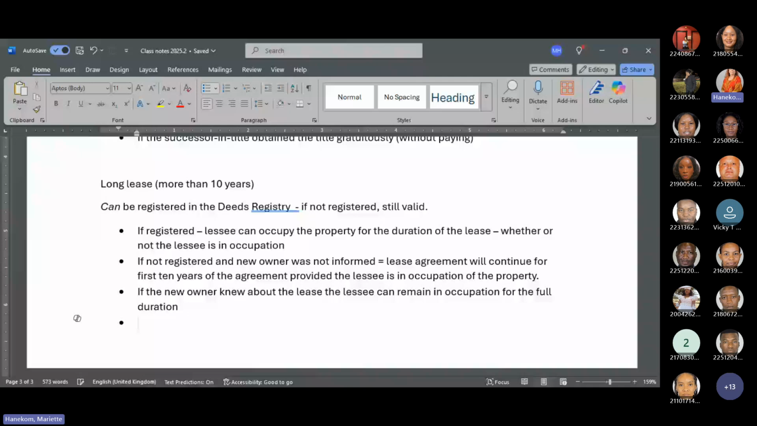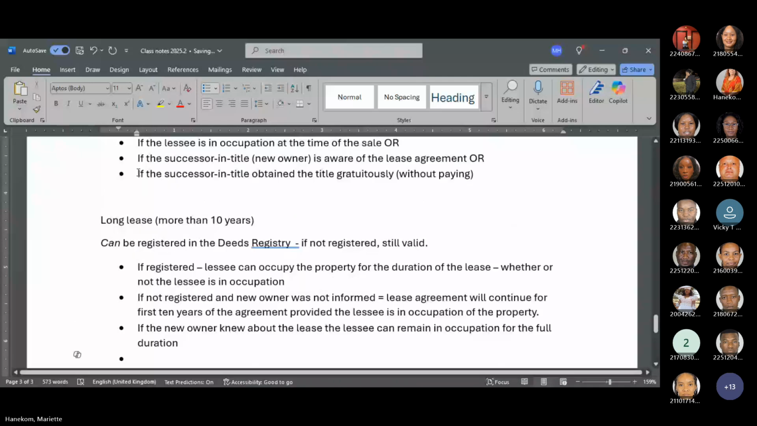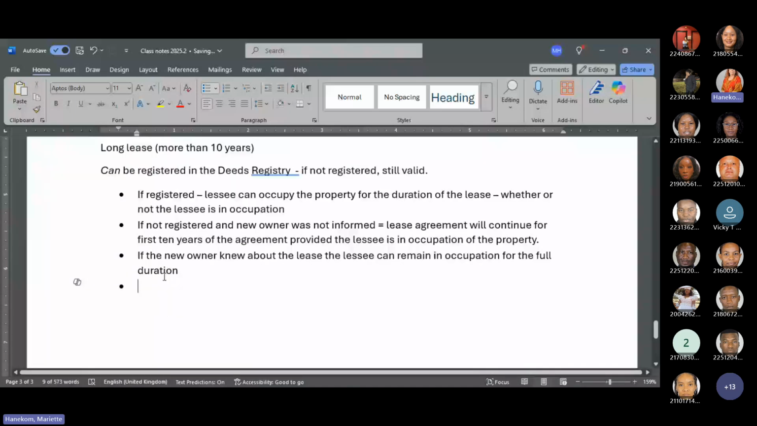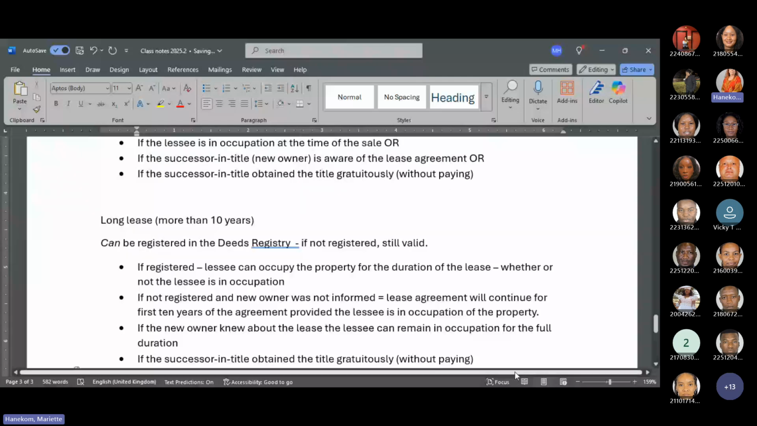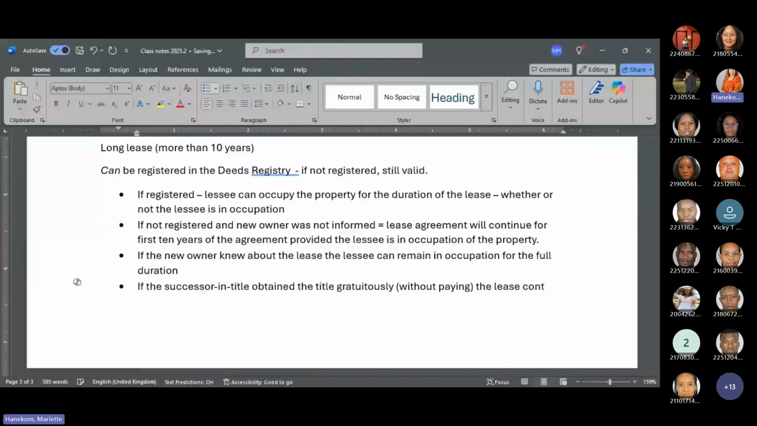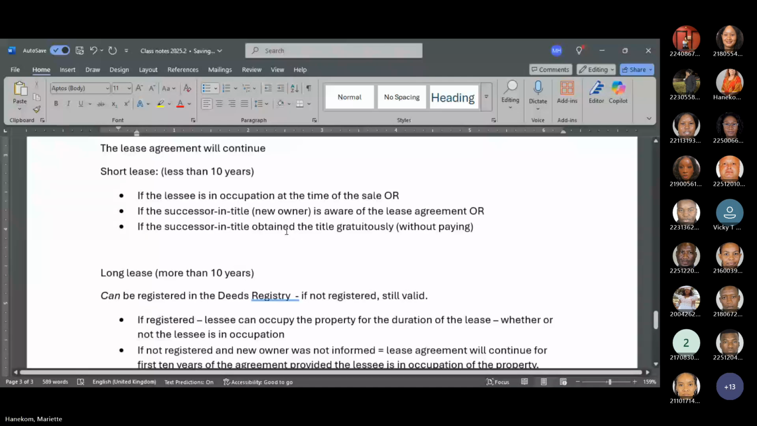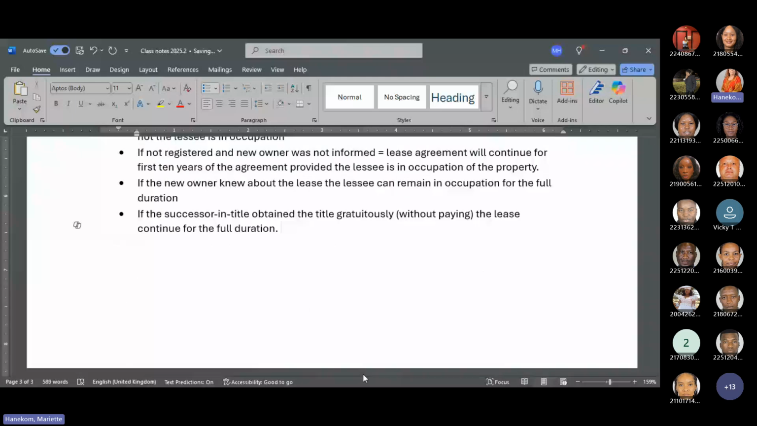And then similar to this one, if the successor in title obtained the title gratuitously, without paying, the lease will also continue for the full duration of the lease, whether he knew about it or not. So that might seem a little bit complicated. It isn't really, if you look at it carefully. Those are the instances when the huurgaat-voor-koop rule will apply, and the lessee will be protected and can remain in occupation. The lease agreement will continue.